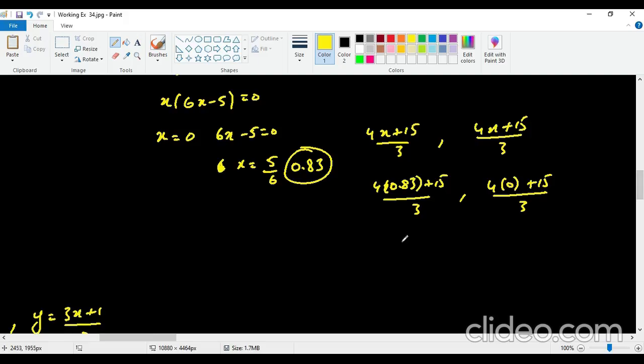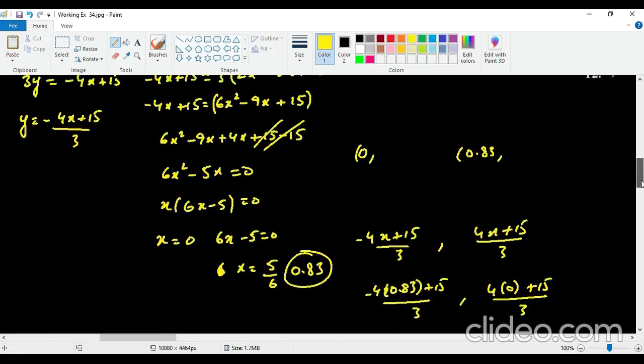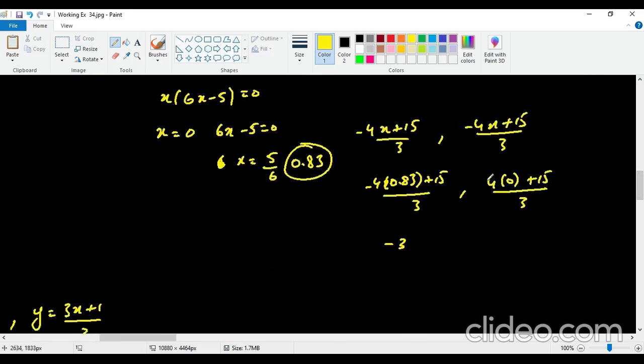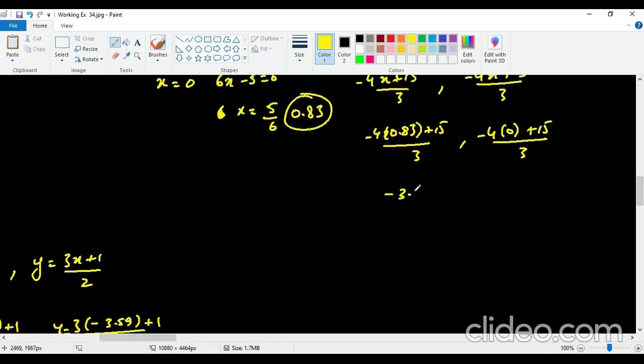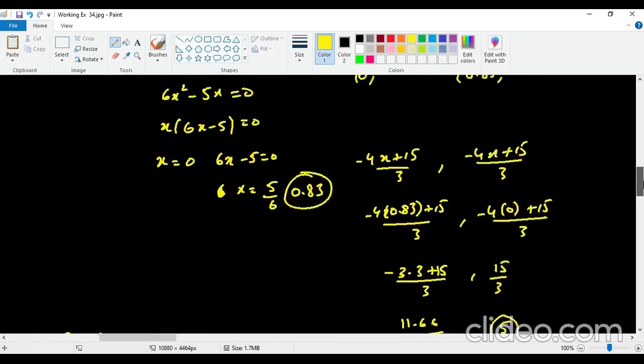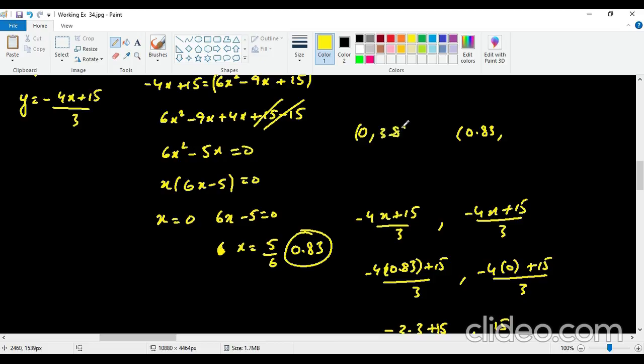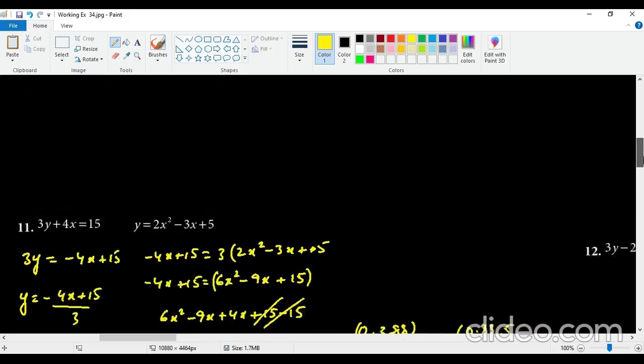So this is going to give us 3.33, and this is going to give us 15 over 3. So first value of y is 5, and this one is going to give us 11.66 over 3, and this is going to give us 3.88. So these are the values 3.88 and 5. Moving on to question number 12.